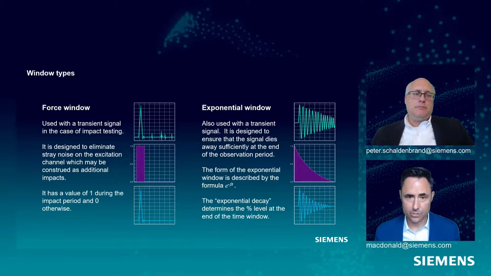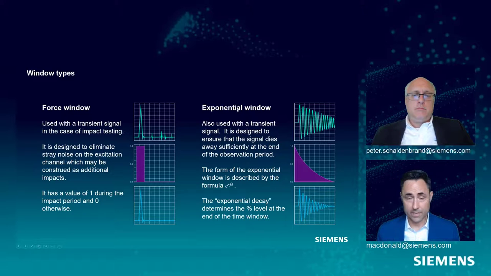Some other types of windows you can use. Force window, again, impact testing where we have an impact hammer. We are really interested in this impulsive part of our force, not maybe the setting down of the hammer. We don't want to have any of this little noise on there. And so a force window is essentially one during the impulse event and then off for the rest of it. We end up with this nice, clean impact event and then no signal noise. It's going to help us get a nice leakage-free impact signal.